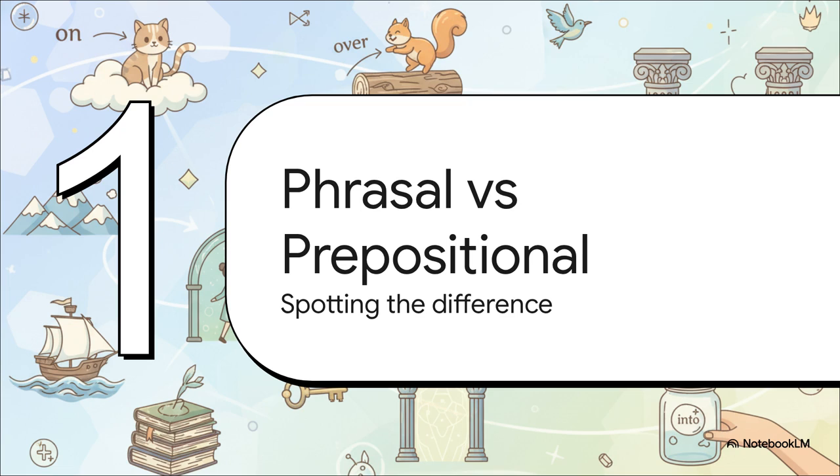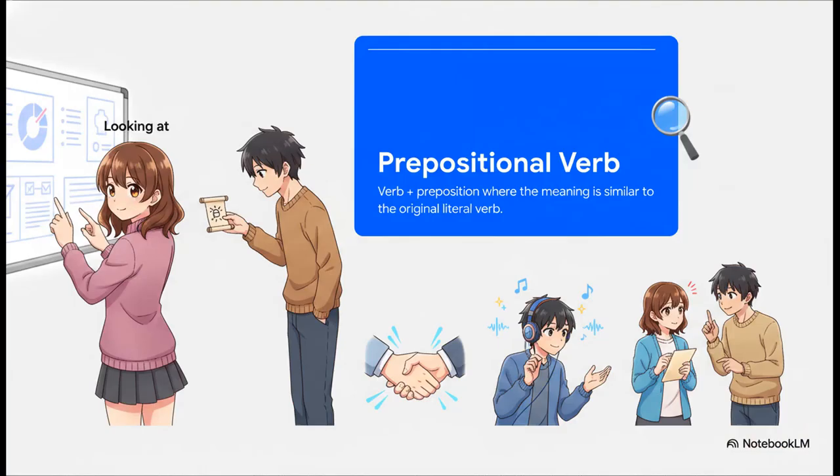They look almost identical on the surface. They both combine a verb with a tiny word, but they behave in completely different ways. First up, let's look at the prepositional verb. This is a combination of a verb and a preposition, where the meaning is similar to the original verb. These are straightforward. They're literal. When you look at a whiteboard, you are physically using your eyes to look. When you apologize for a mistake, you are making an apology. The core verb keeps its original meaning.